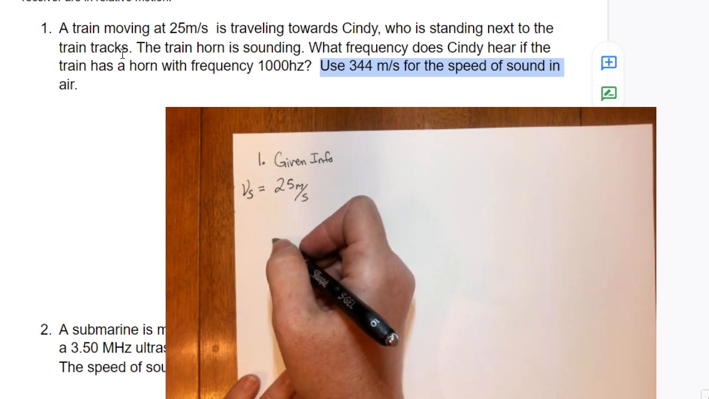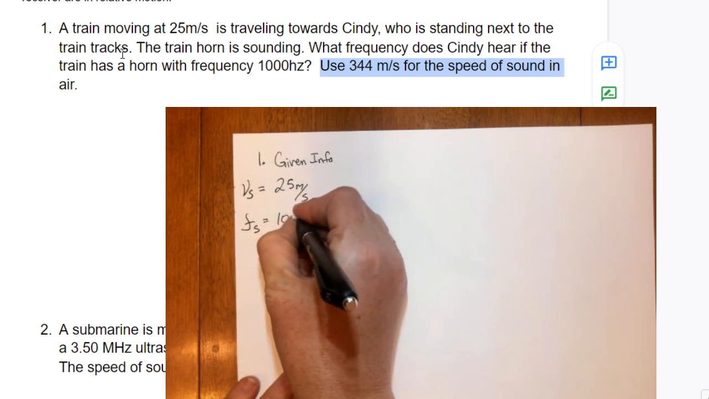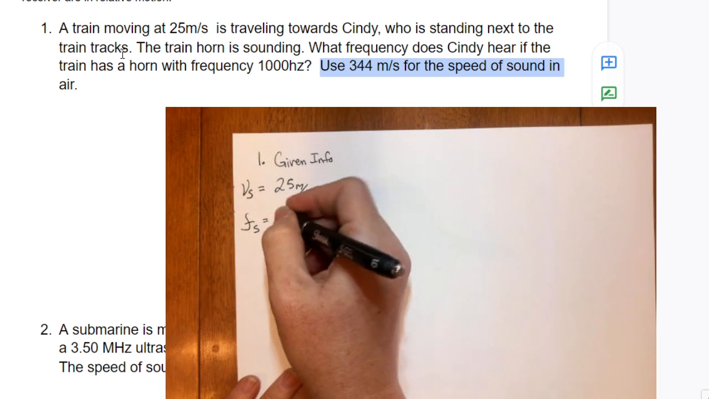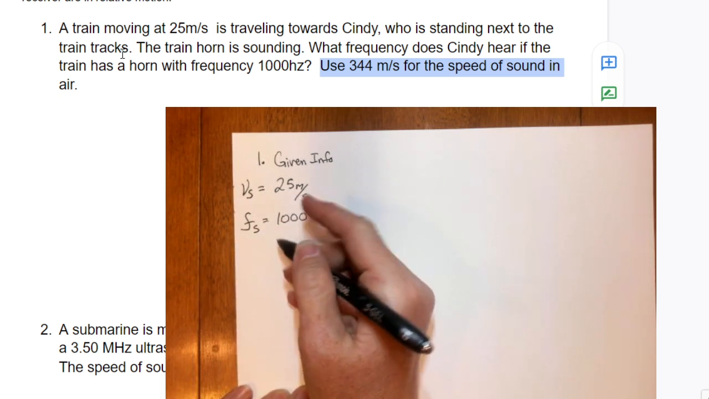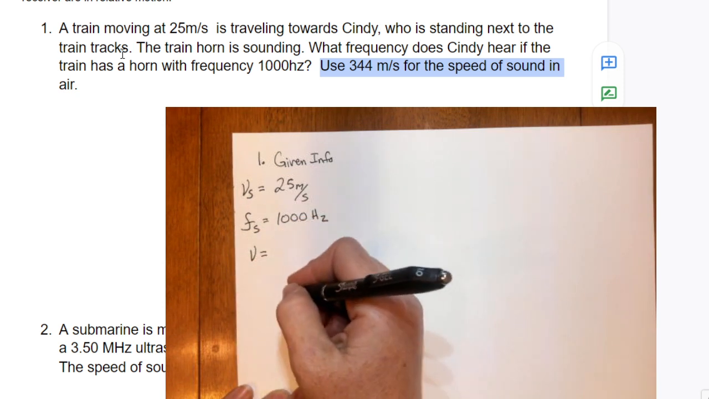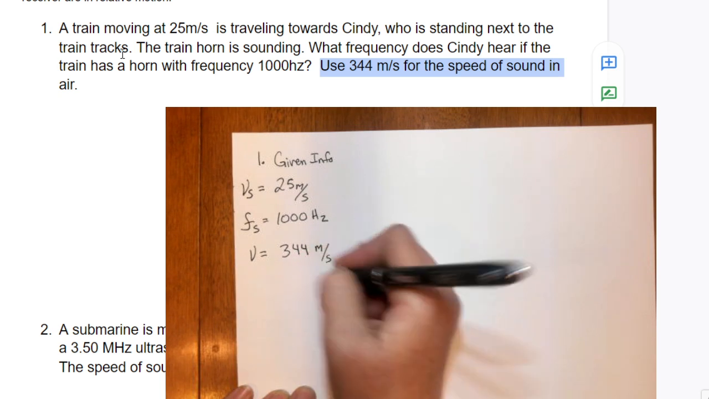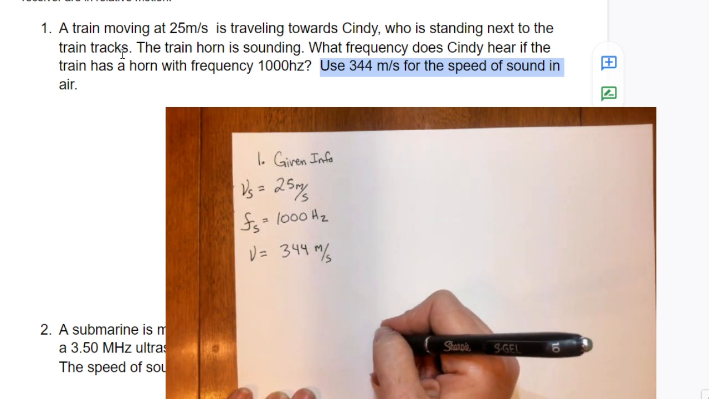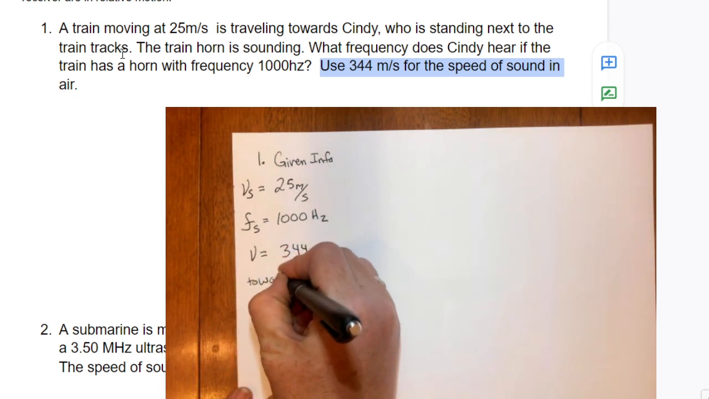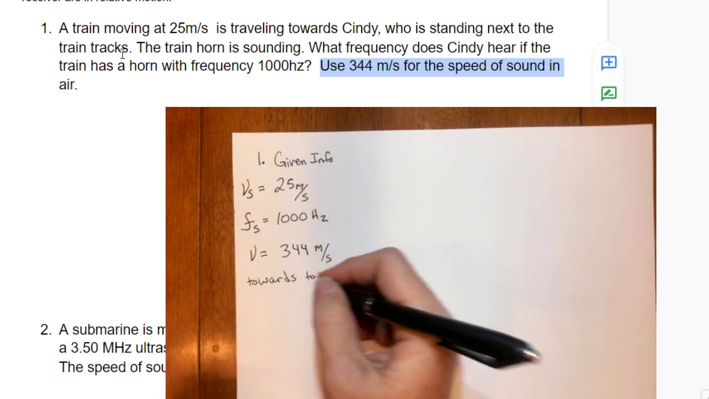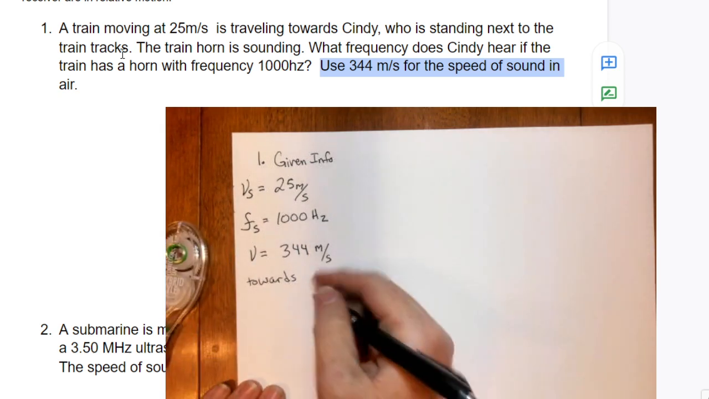They say that the horn is sounding at a frequency of 1000 hertz. So the frequency at the sound source is 1000 hertz. And they tell us that the speed of a sound wave we can use is 344 meters per second. And they also say that the train is traveling towards Cindy, so that's towards the observer. Okay, we have the given information.